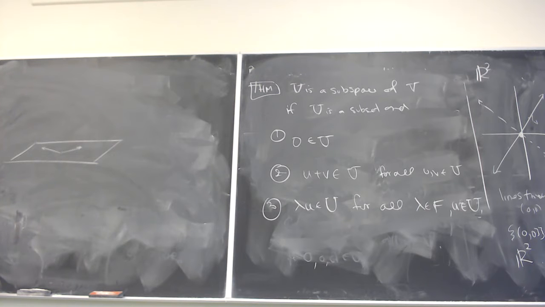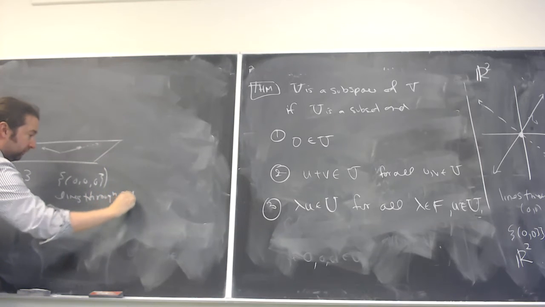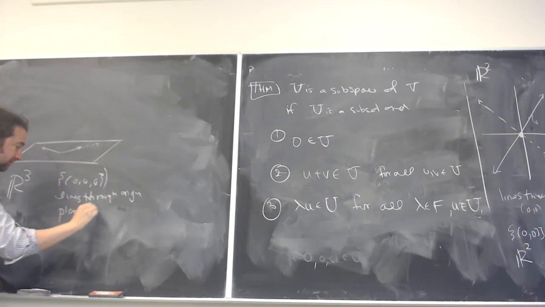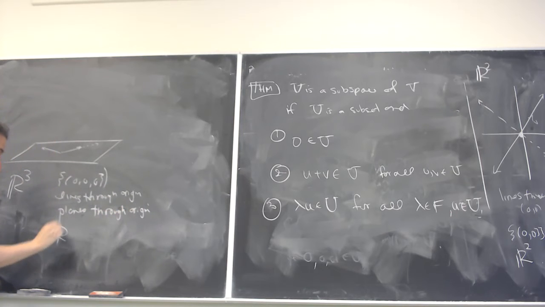Planes are also closed under scalar multiplication, because if you're living in a plane and you get multiplied by a scalar, you get longer, but you don't leave the plane, right? You can't suddenly get a z coordinate. What about the zero condition? Same thing. So we get a trivial subspace, we get lines through the origin, we get planes through the origin, and we get all of R3.